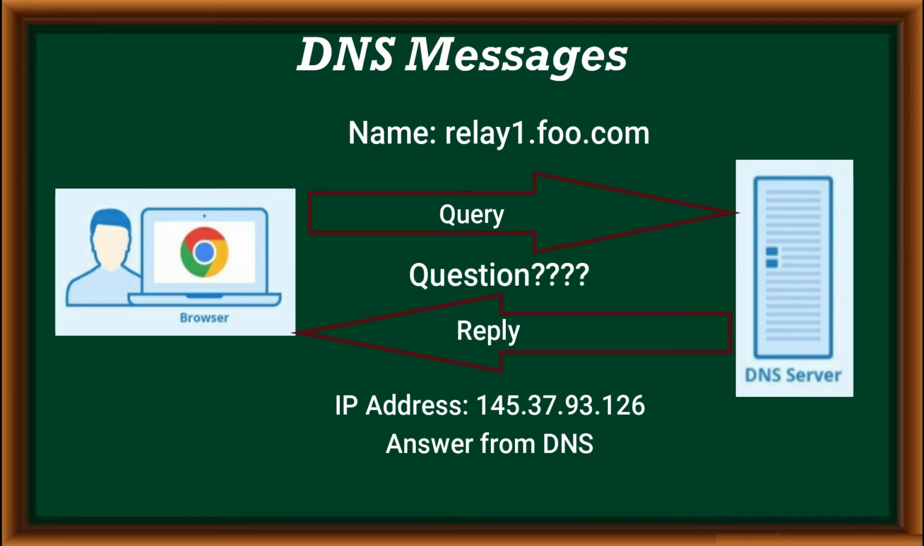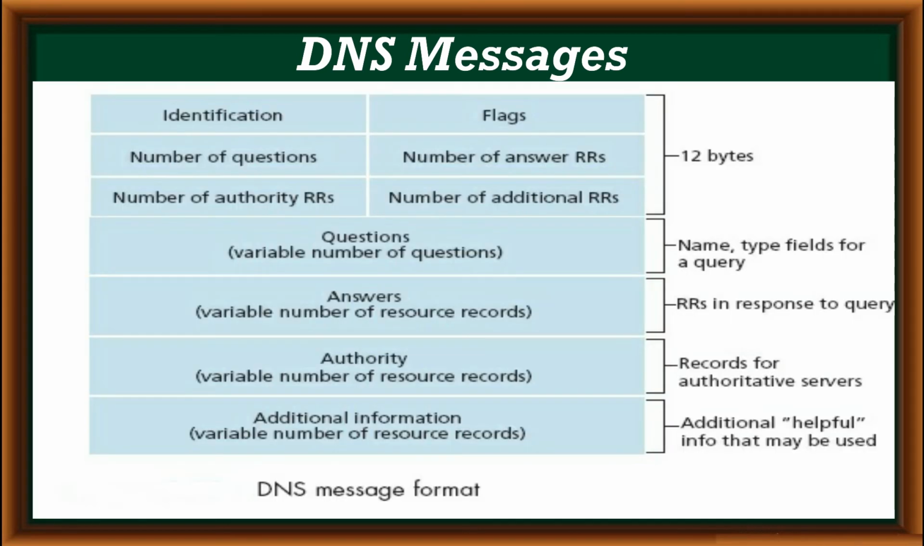In a reply from the DNS server, the answer section contains the resource records for the name that was originally queried. The authoritative section contains records of other authoritative servers. The additional section contains other helpful records. For example, the answer field in a reply to an MX query contains a resource record providing the canonical host name of a mail server.